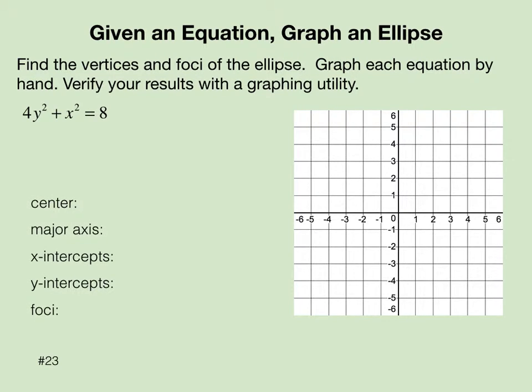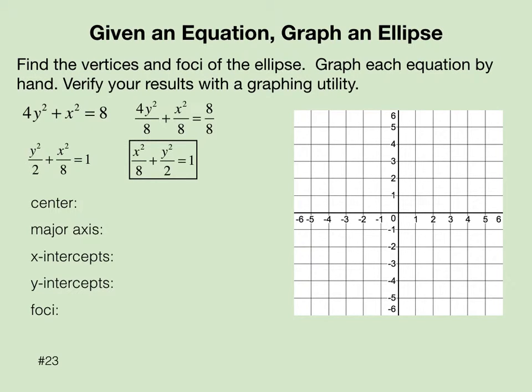We can identify these from the given equation with a little bit of work. First thing is to rewrite the equation so that it is equal to 1. We're going to divide all three terms by 8 and rewrite the equation. Now I just like to have the x squared term first with an ellipse, so x squared over 8 plus y squared over 2 equals 1.